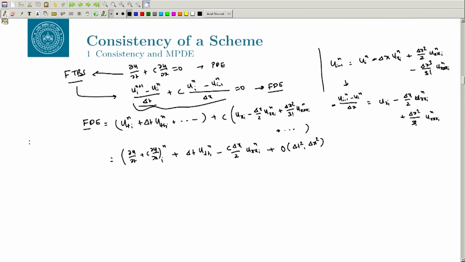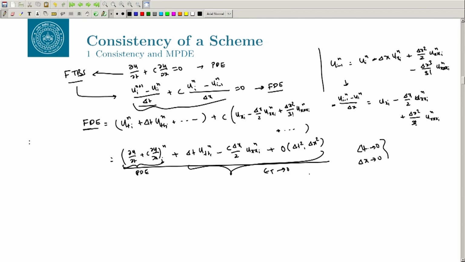So, if you look at this equation, this is my PDE, and this is my FDE. So, as delta t goes to 0 and delta x goes to 0, all the truncation terms, so this is my truncation error, go to 0 as delta t goes to 0, delta x goes to 0. So, my FTBS scheme is also consistent. The scheme is consistent.